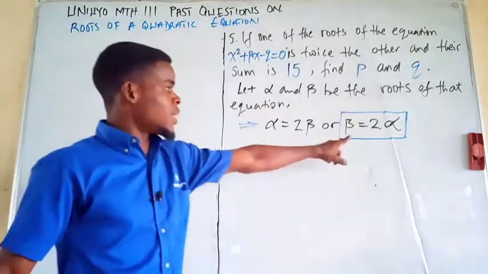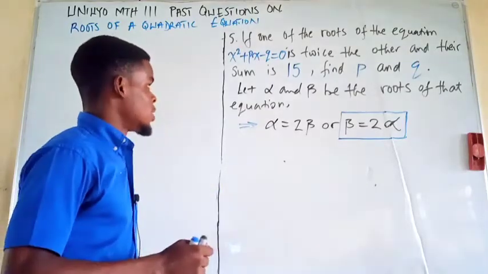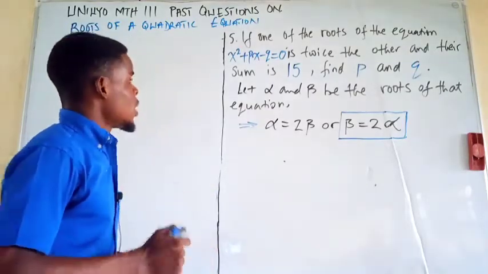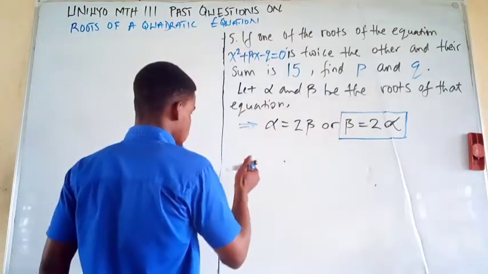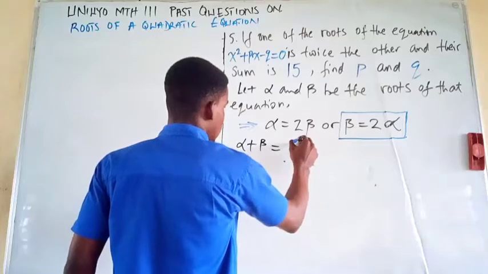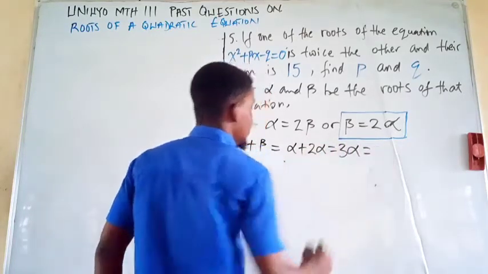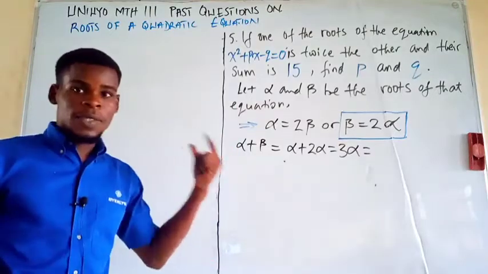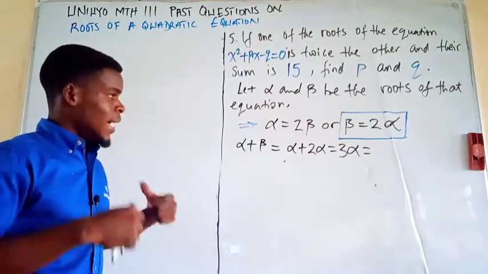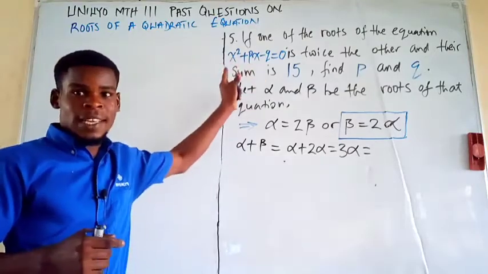Okay, so we have beta equals 2 times alpha. You can decide to work with this, it's still going to be the same thing, it's still going to make sense. So from there, the sum, alpha plus beta, is going to be alpha plus 2 alpha, which you know is 3 alpha. The sum is said to be 15. And again, the sum is always negative b over a.